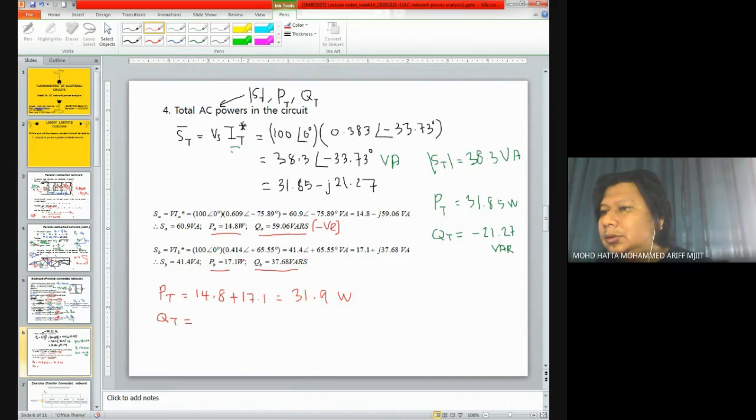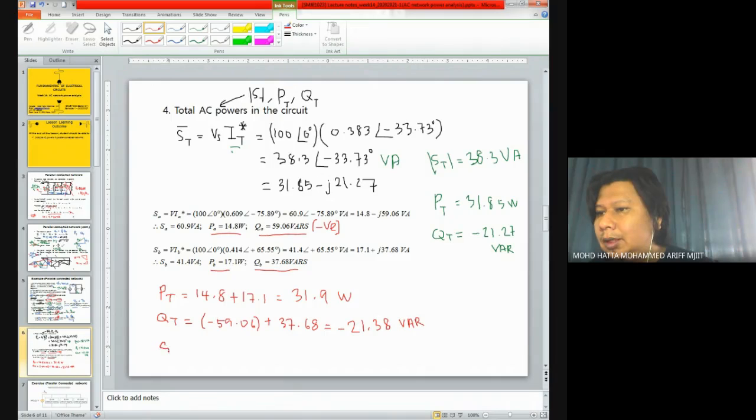Okay, and for Q total, I try to sum these two values, negative 59.06 plus 37.68. I will have, let's see, negative 59.06 plus 37.68. It's negative 21.3, negative 21.38. Okay, this is vars.